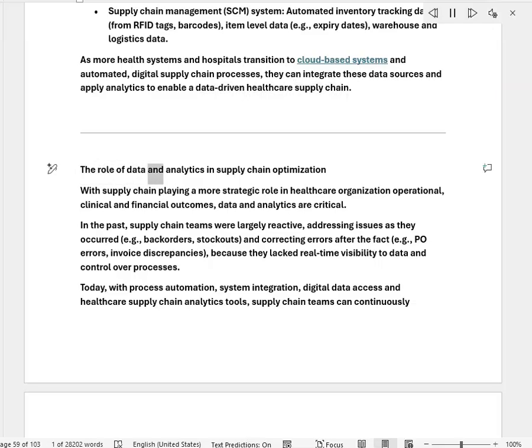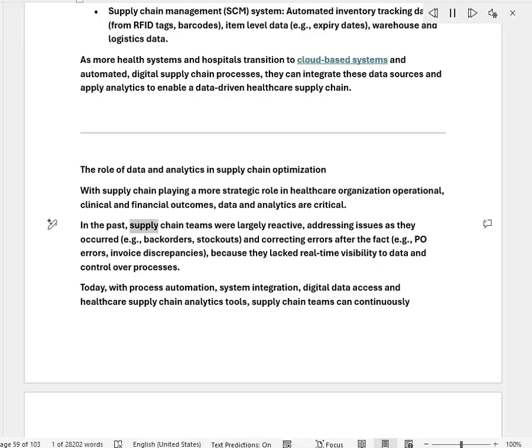The role of data and analytics in supply chain optimization. With supply chain playing a more strategic role in healthcare organization operational, clinical, and financial outcomes, data and analytics are critical.